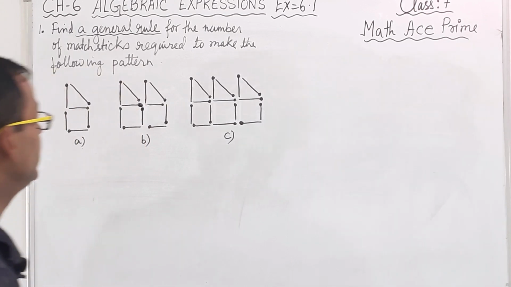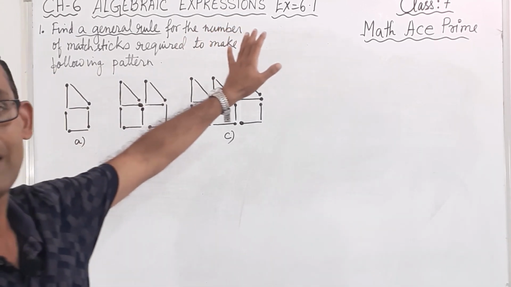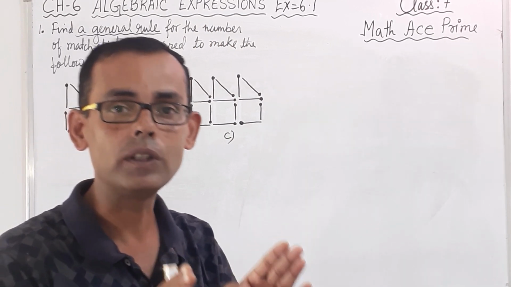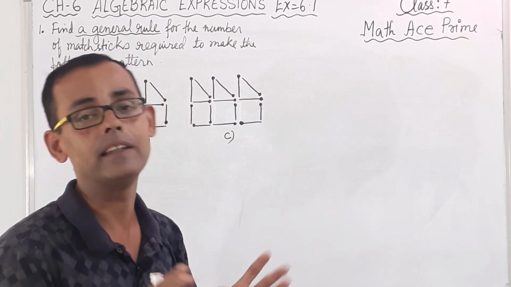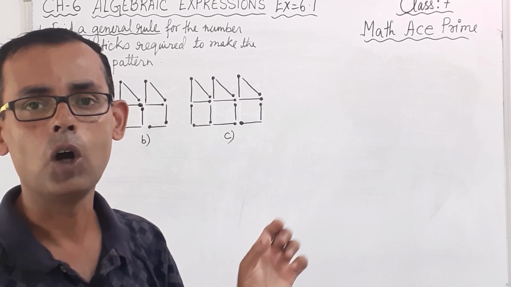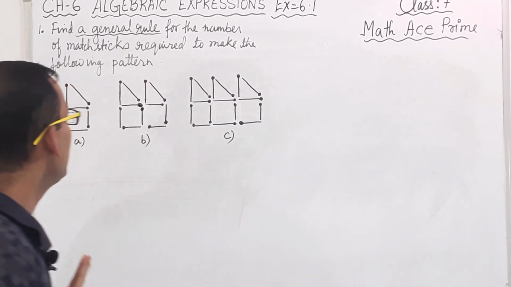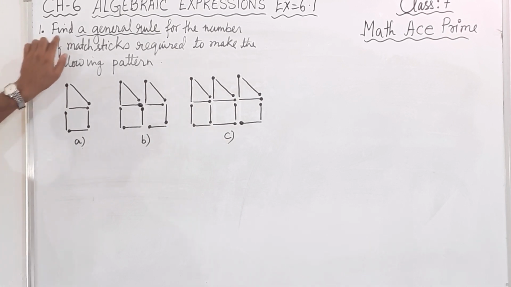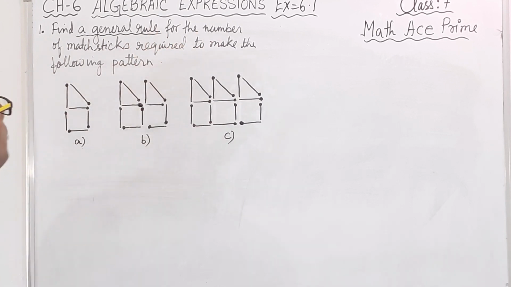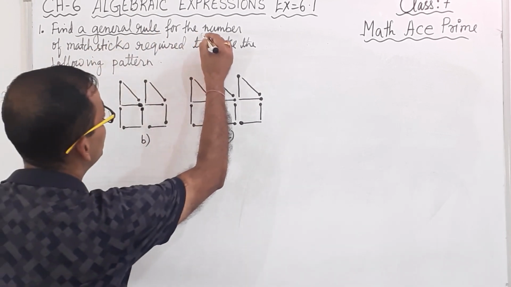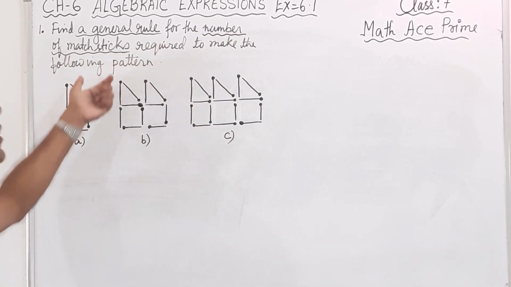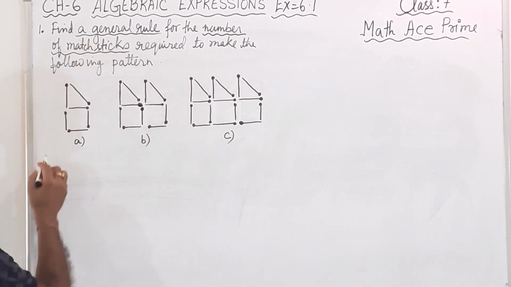Now class 7 students, we will start solving exercise 6.1, and by this time I think you have understood about the literals, or the variables and the constants, and you have understood a little bit about how to frame or make the general rule. Now you see here one question is given: find a general rule. You have to find the general rule for the number of matchsticks required to make the following pattern.